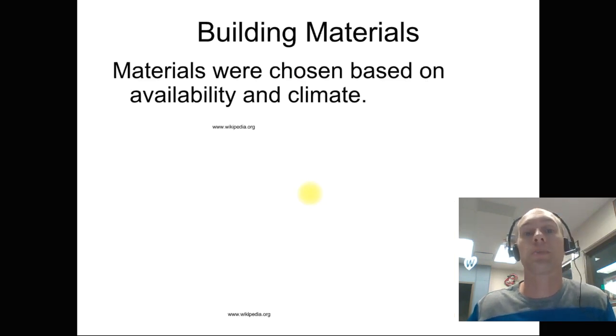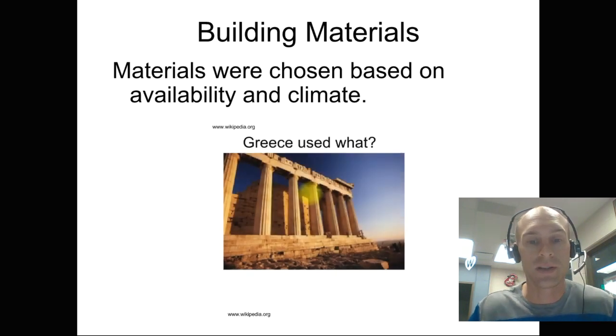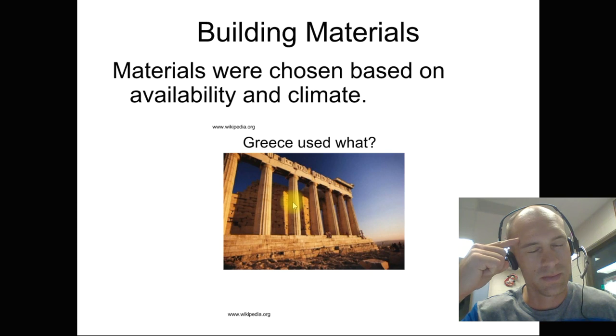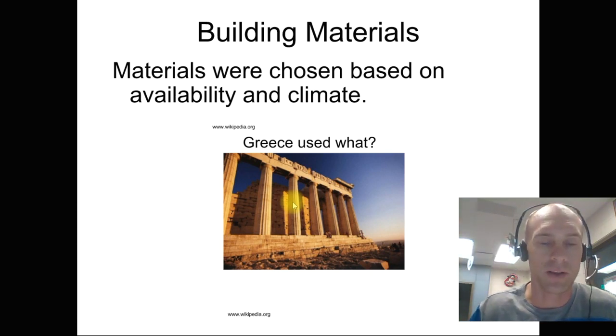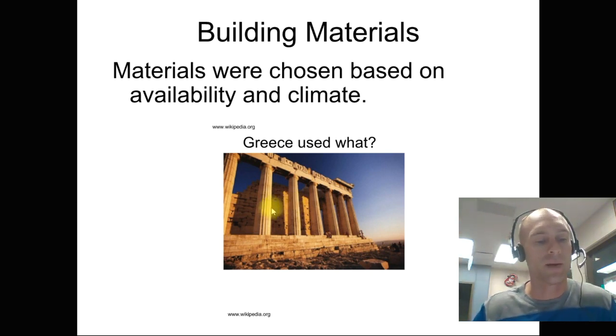Building materials were chosen based on availability and climate. So in Greece, what do you think they used by looking at this? Say it in your head. Yeah, maybe marble, things like that, stone. That's what they had around them.